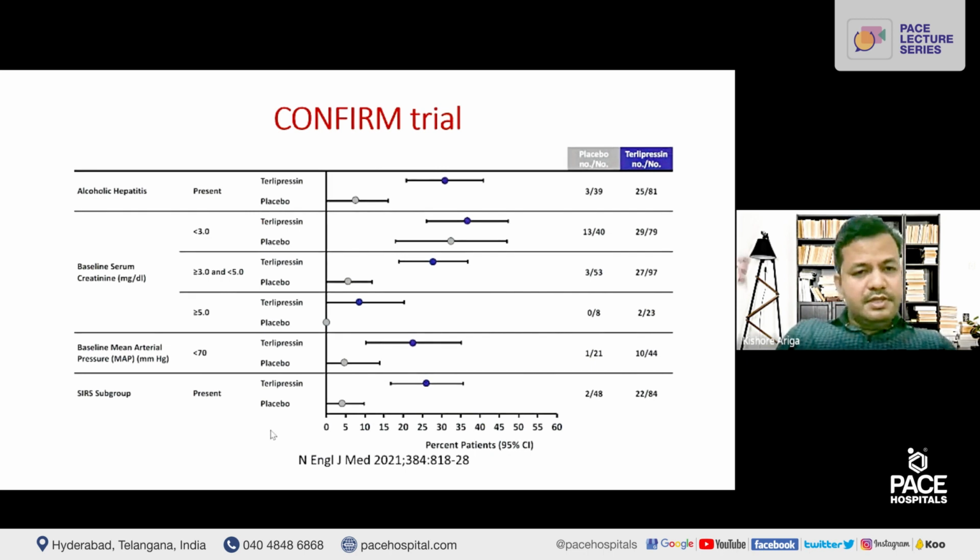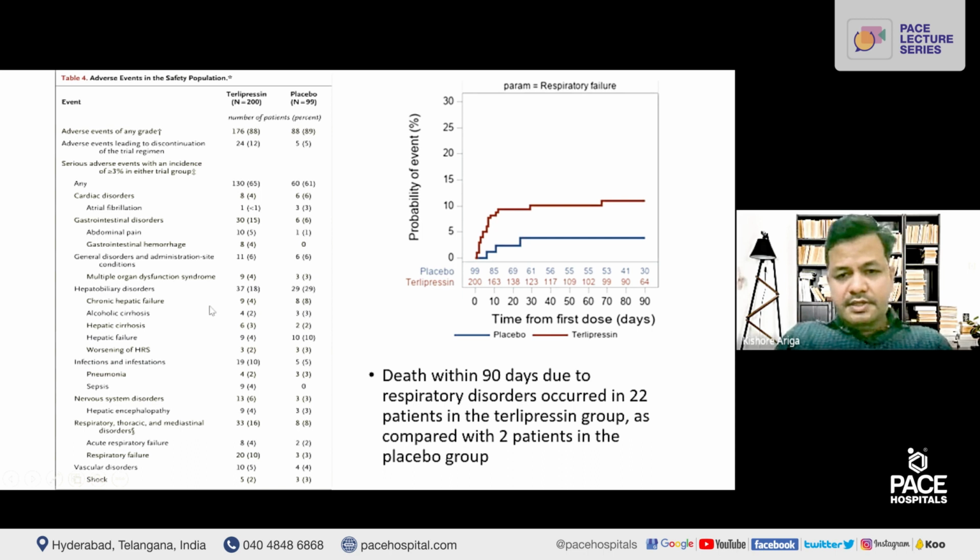Going into this study, in which group of patients was terlipressin effective? Basically, in alcoholic hepatitis patients, it was effective. But if we stratify the patients based on the creatinine, as the creatinine level increases, the effect of terlipressin decreases. If the creatinine is less than 3, the effect was more. If the creatinine is more than 5, the effect was not that good. And this is the side effect profile of these patients.